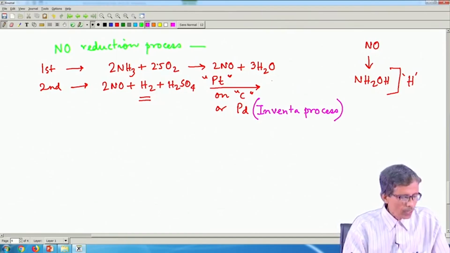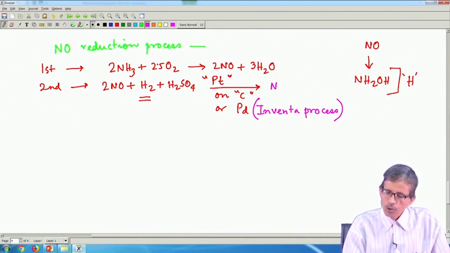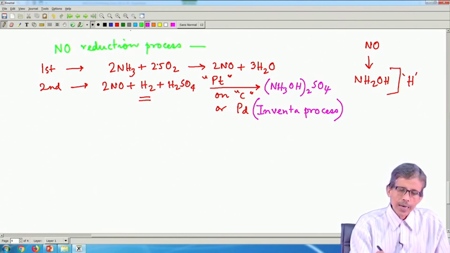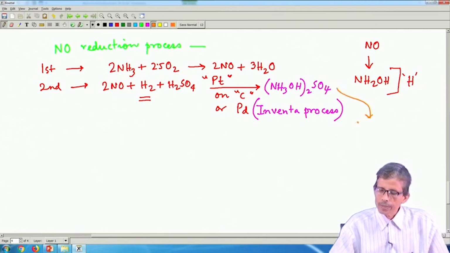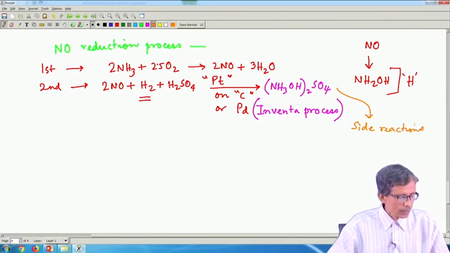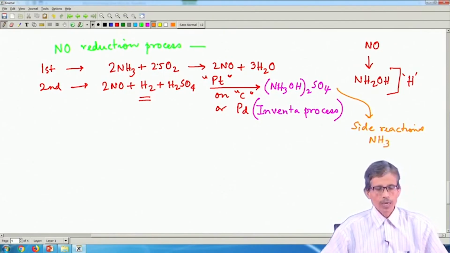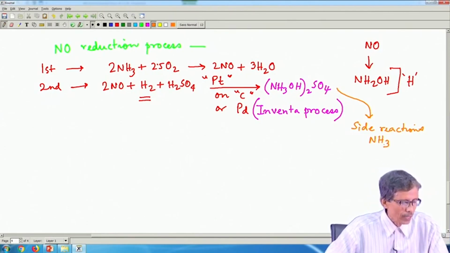So, this gives you hydroxylamine sulfate, (NH3OH)2SO4, and there can be certain side reactions also. We should be very careful that you can have ammonia production, because we are talking about the reduction of NO. So, you can have ammonia production over there.